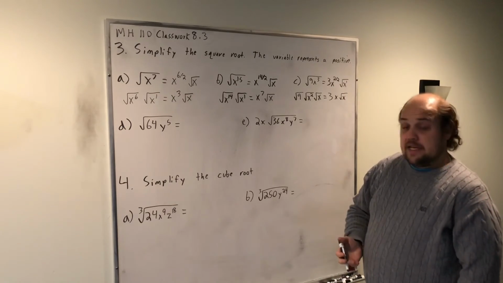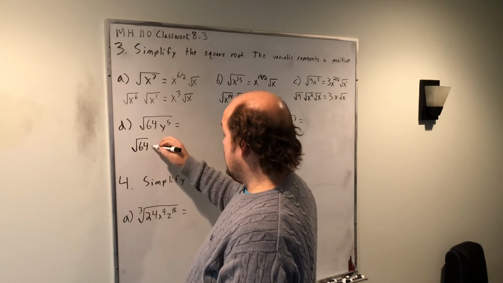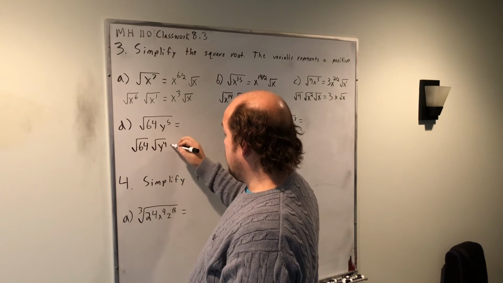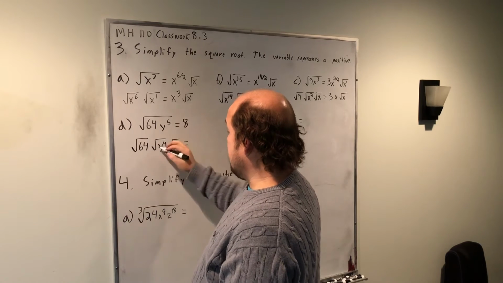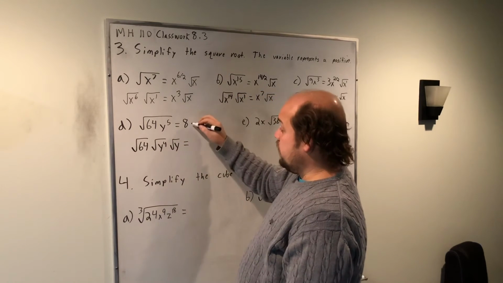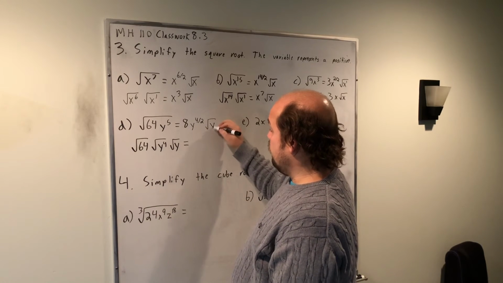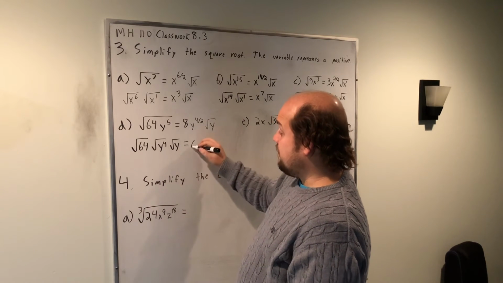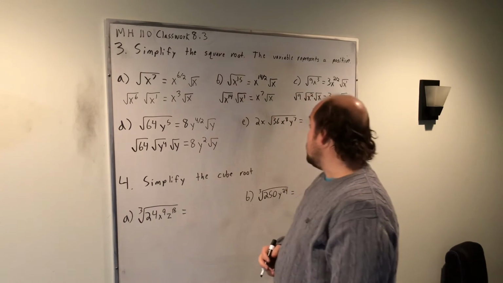In problem D, I can take root 64, I can take root y to the 4th, and that leaves me with root y. Root 64 is 8, root of y to the 4th becomes y to the 4 divided by 2, and then I still have this root y in the problem. That makes my final answer 8y to the 2nd power, the root of y.